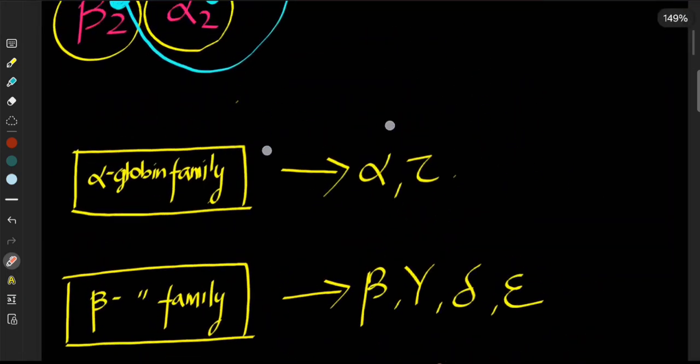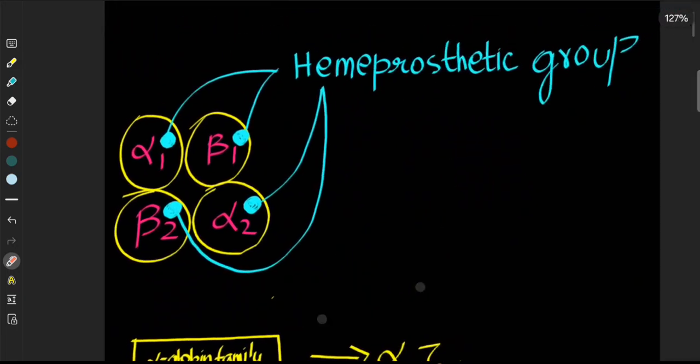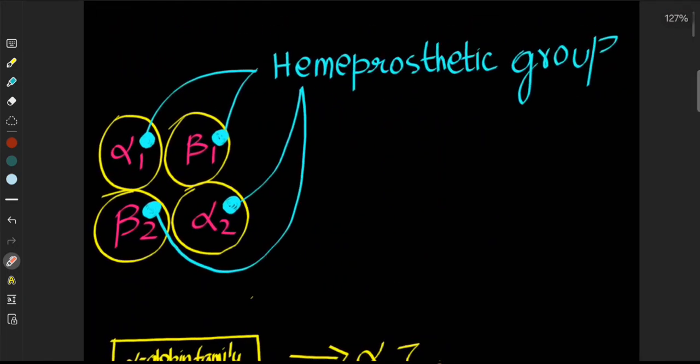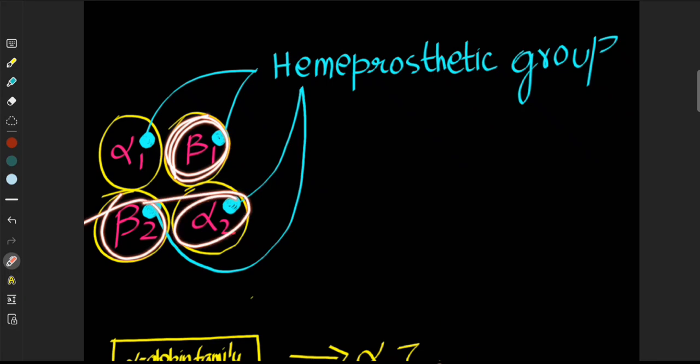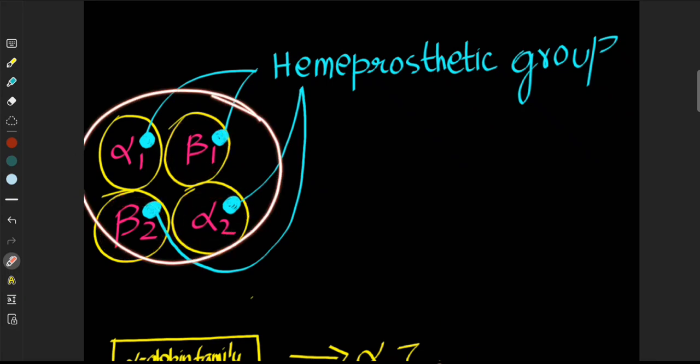So now let us try to understand the structure of hemoglobin, right? As I said, it is a quaternary structure. That means this structure is a folded tertiary structure. This structure is also a tertiary structure. This is also tertiary. This is also tertiary. That means all these tertiary structures have come together and formed a quaternary structure, right?